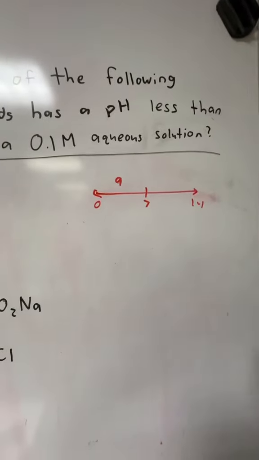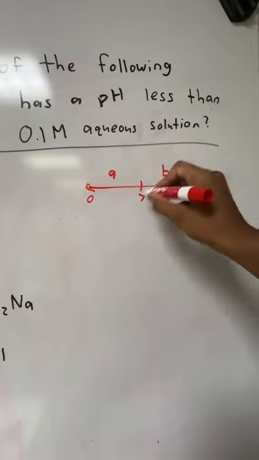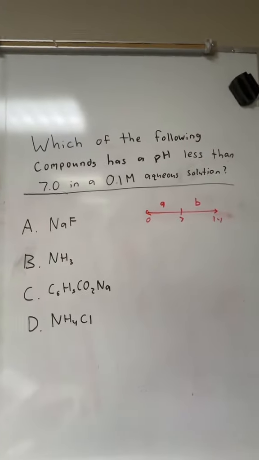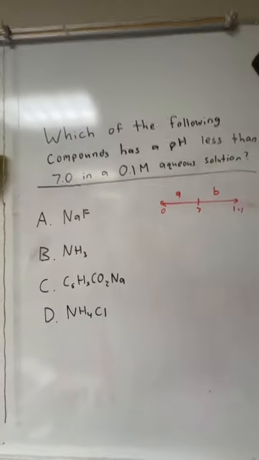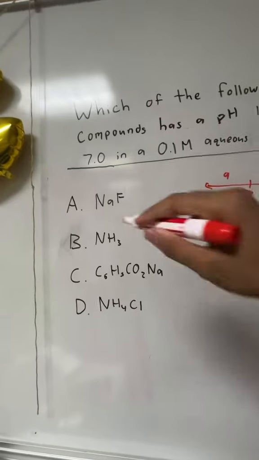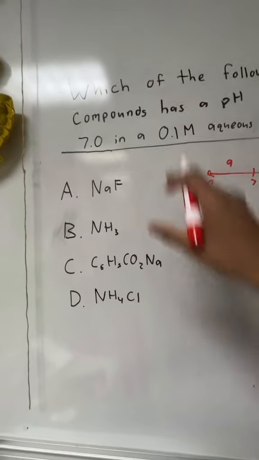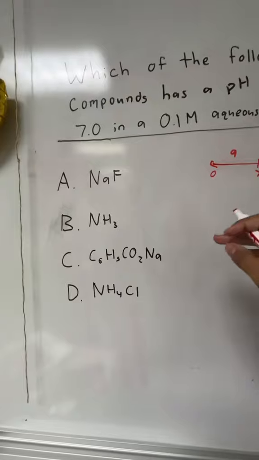Anything from 7 to 14 is going to be basic. And obviously right at 7, that's considered neutral. But this is asking less than 7, so the acidic side. So here's the trick that I have for this. I break down each of these into two components, right? These are all salts for the most part. So let me elaborate on what I mean exactly.